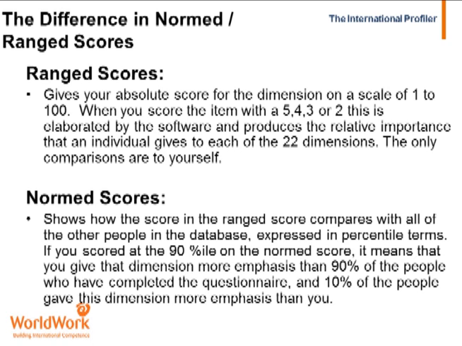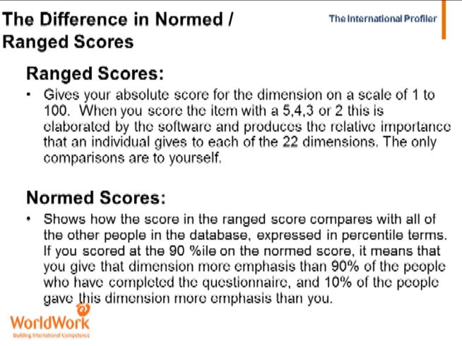The norm scores, on the other hand, take these range scores and compare you with all the other people in the database who have previously completed this instrument, and it's expressed in percentile terms. So if you look at a score and you see that you scored 90 percentile, that means that you gave that dimension more emphasis than 90% of the people who completed the questionnaire, and 10% of the people gave more emphasis to that dimension than you did.